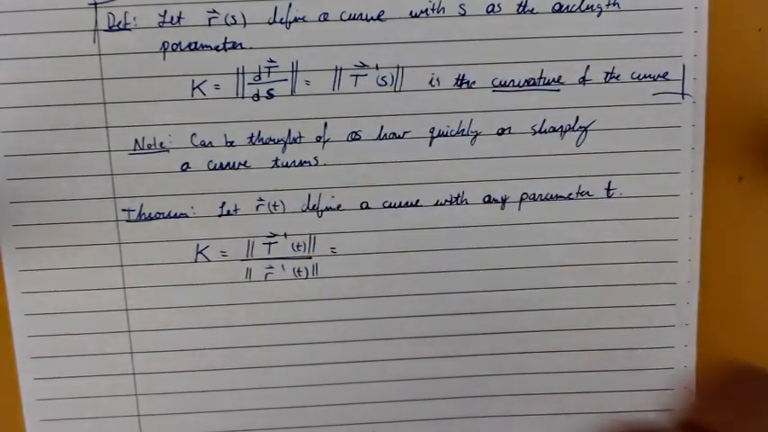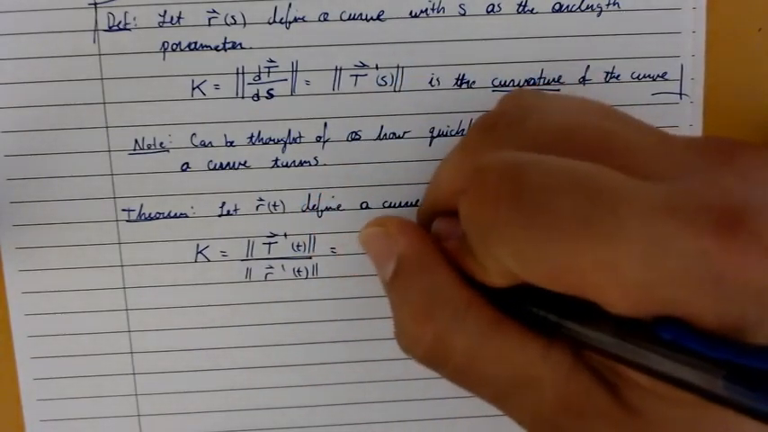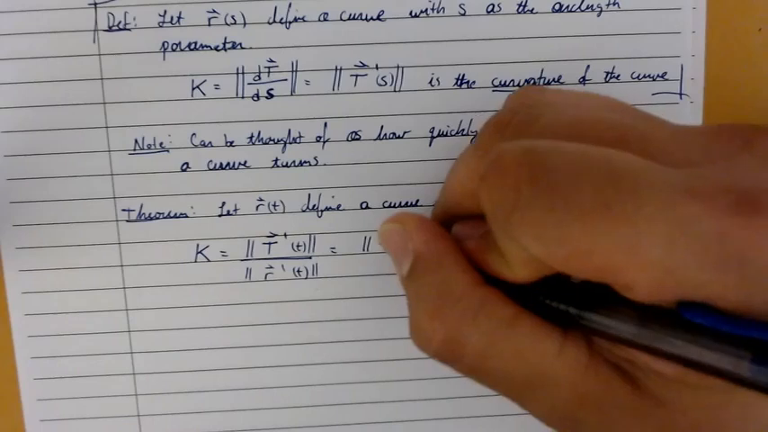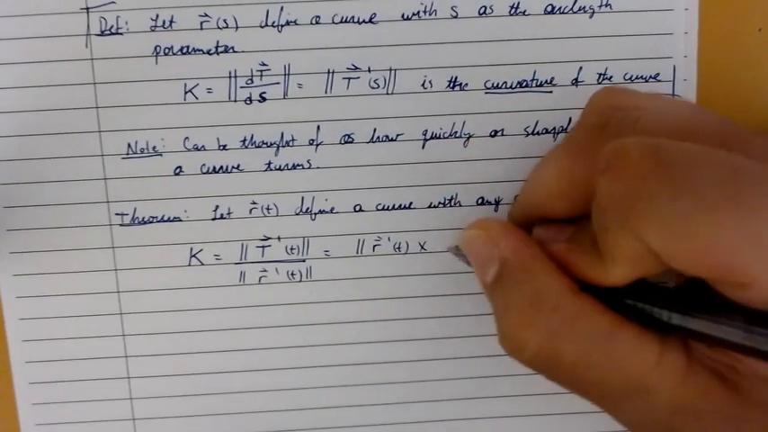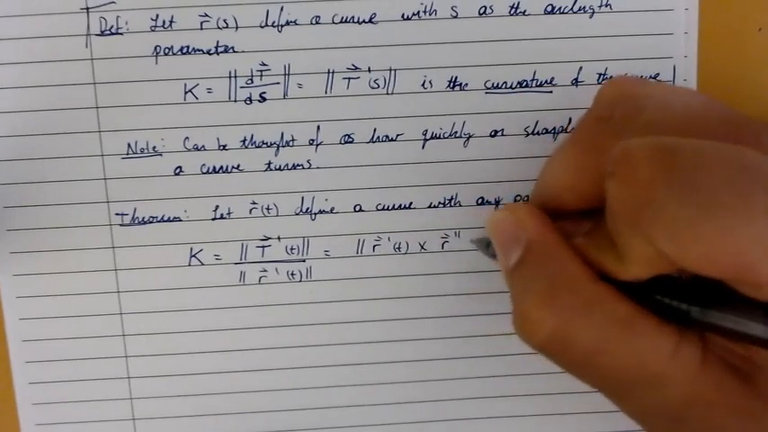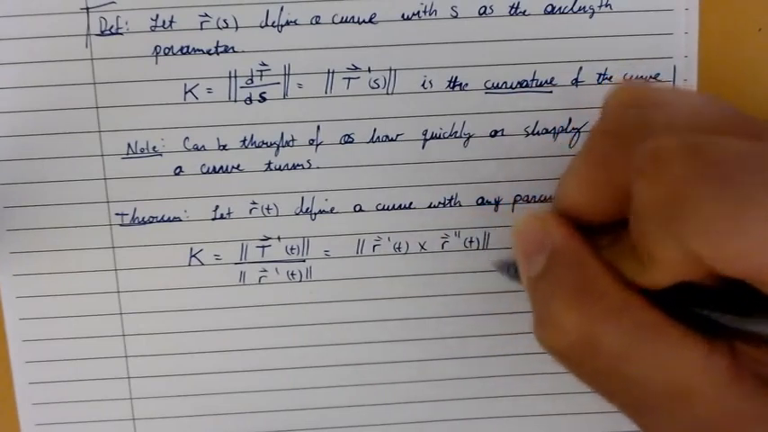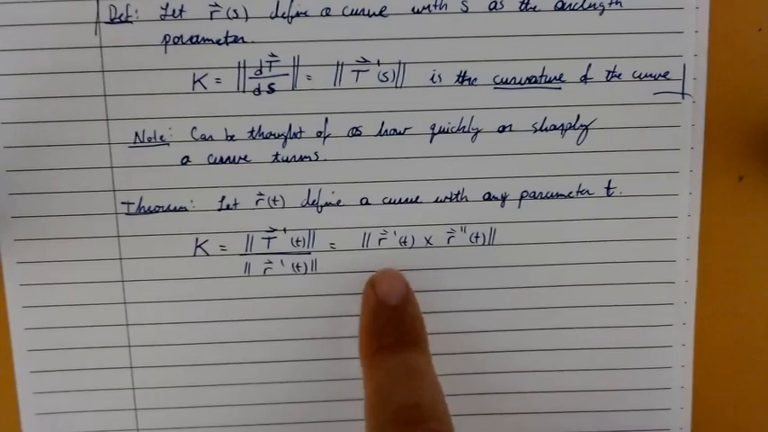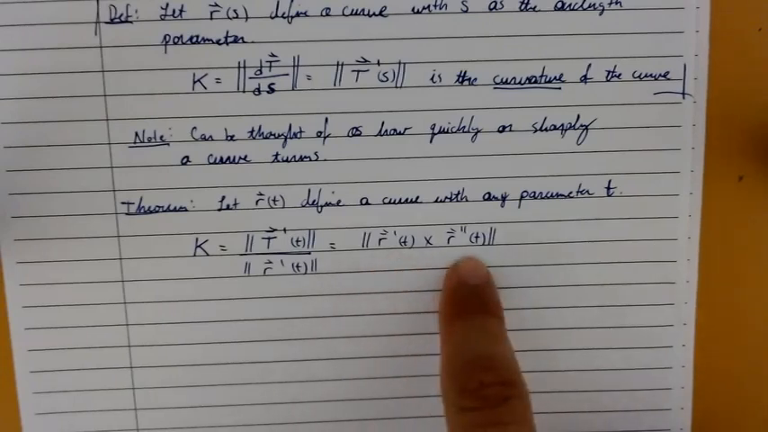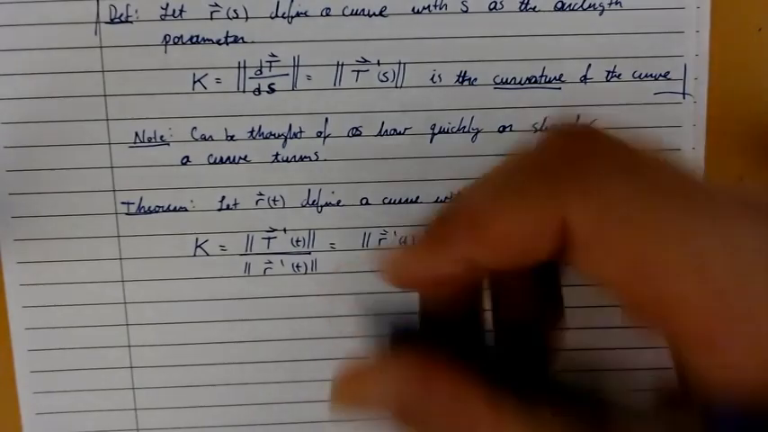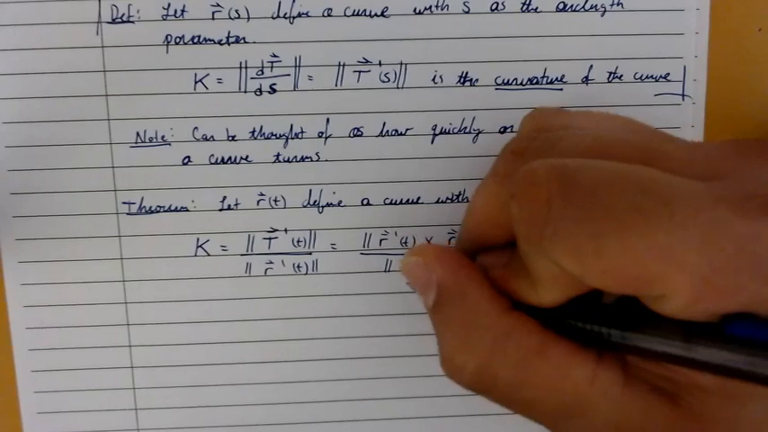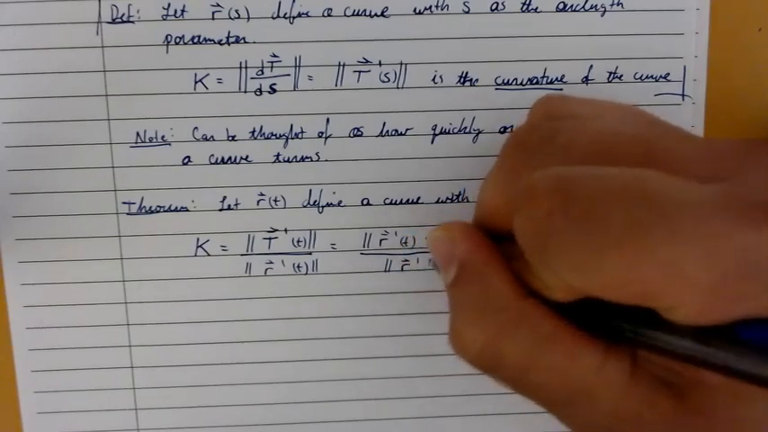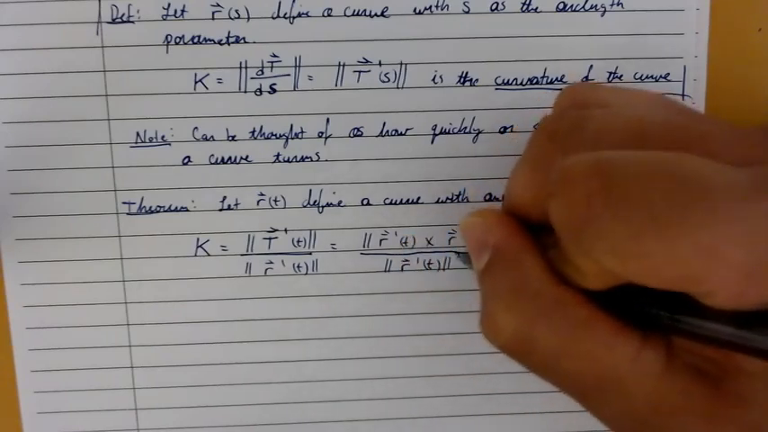But that can be made even more accessible. It's equal to the magnitude of r prime of t crossed with r double prime of t, over the cube of the magnitude of r prime of t. So now no need to normalize, no need to divide by the magnitudes of anything. Just find r prime, r double prime. Those are all usually pretty easy to find. Take the cross product and then divide by the cube of the magnitude of r prime of t. Like that.